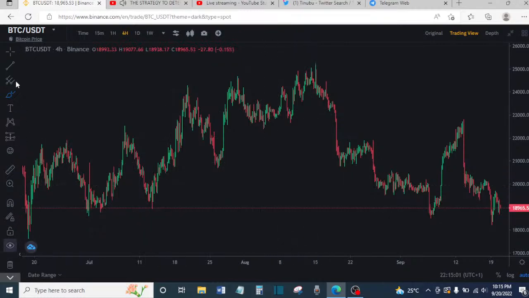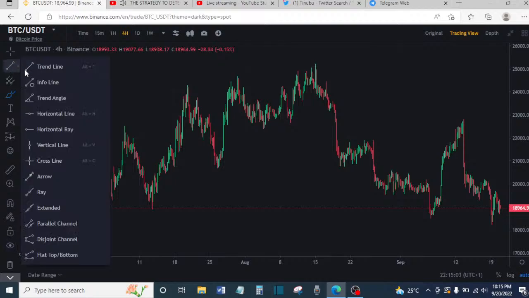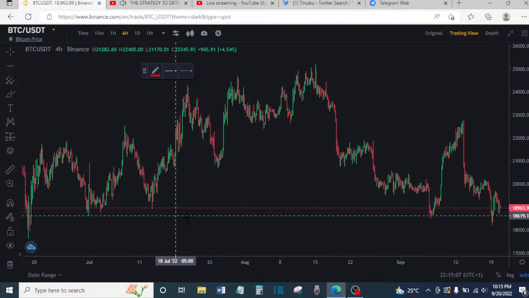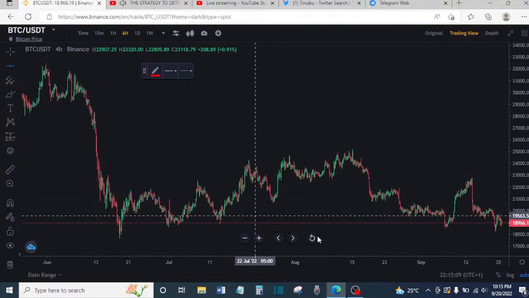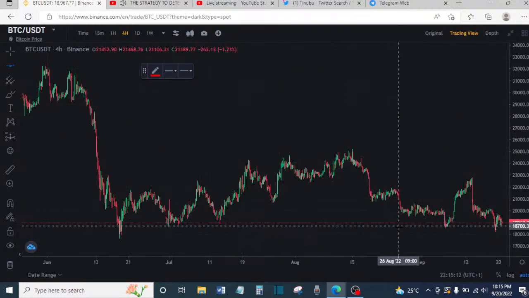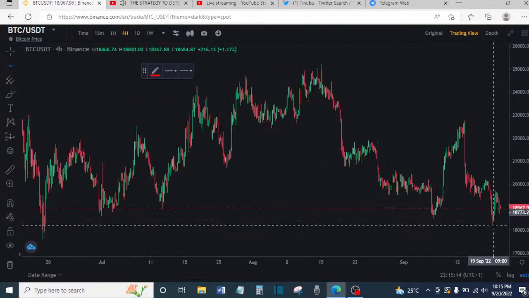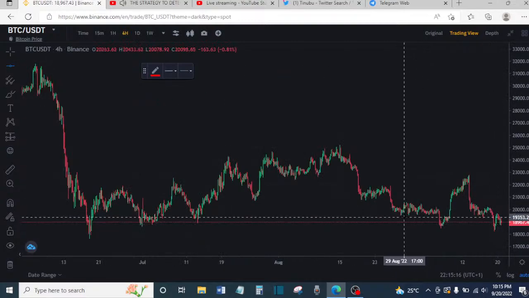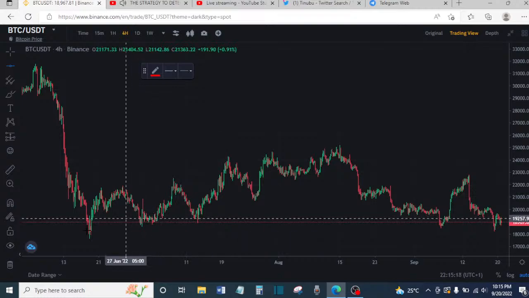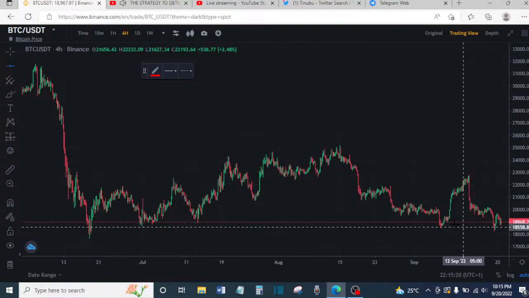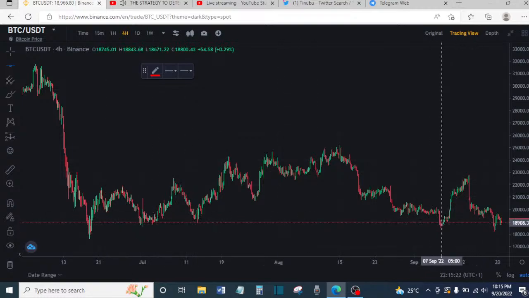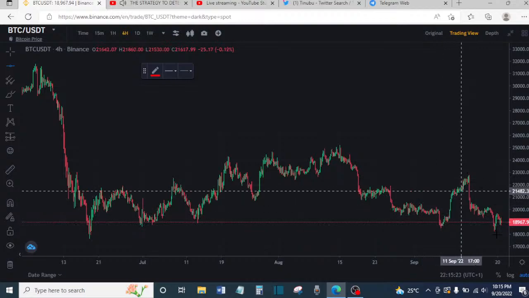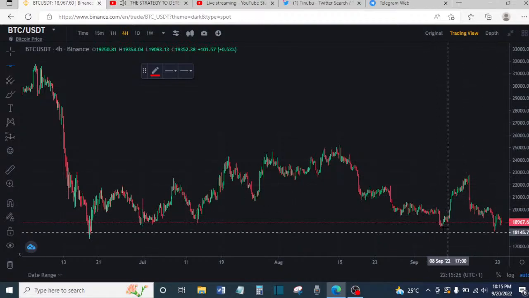I told you that I only use horizontal lines for my analysis, and that is what we're still going to use. Using the 4 hour chart, let's see what has happened. In our last analysis I told you that they are coming for the stops that are here, and they came for the stops. You can see the stops have been taken out.